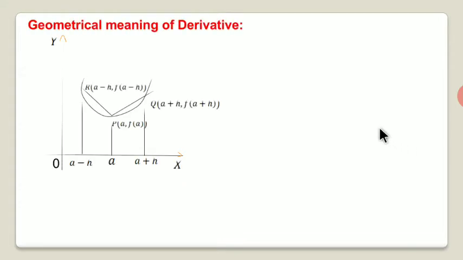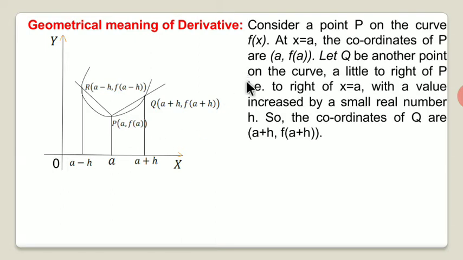For that, see, here I show one graph. On this graph, we consider point P. The curve is here f of x, and at x is equal to a, the coordinates of point P are a, f of a.